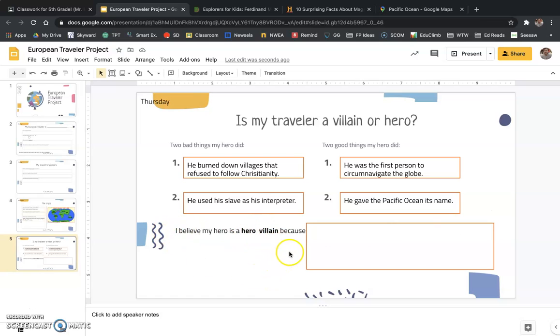decide, is my traveler a hero or a villain? Is he somebody that we should respect and celebrate? Should we tell people to really appreciate this person? Should we tell them to celebrate this person? Or are they a villain? Somebody that we should not celebrate, right? Somebody that we should look at saying this person was a bad person. We should not look up to them, okay? There's no right answer to this. I want you to tell me what you're feeling, okay?